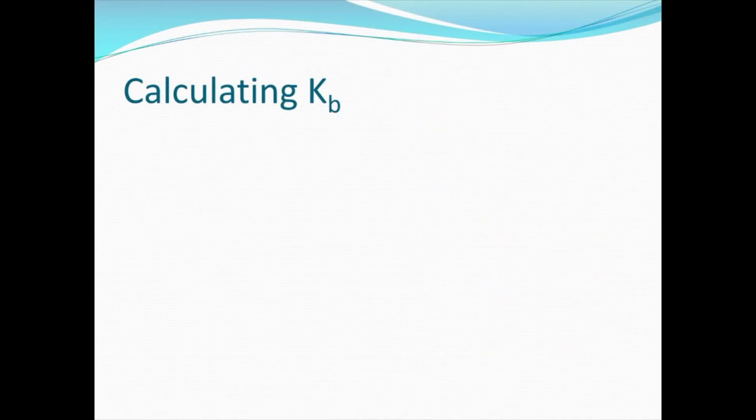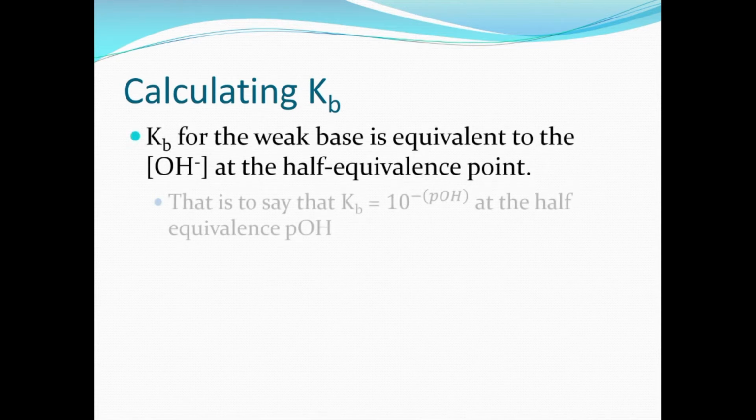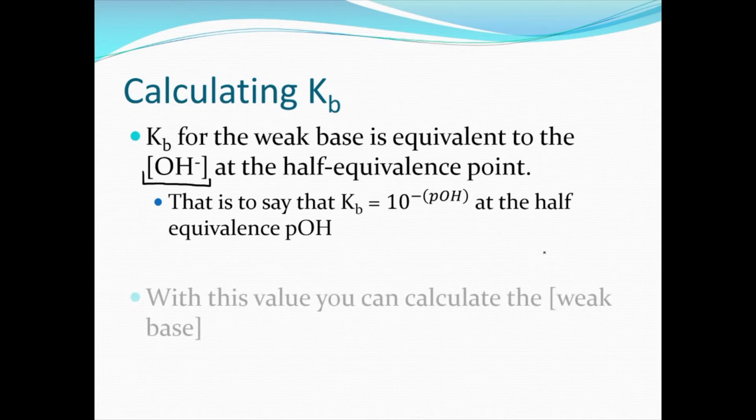Now, with this, we can calculate the Kb in a very similar fashion to calculating the Ka. The only difference is that rather than using the concentration of hydronium at the half equivalence point, we use the concentration of hydroxide at the half equivalence point. And then with this value, we can calculate the concentration of the weak base. So the process of calculating Kb is very similar.